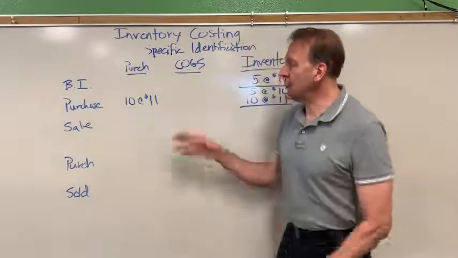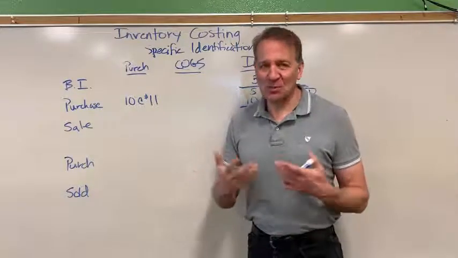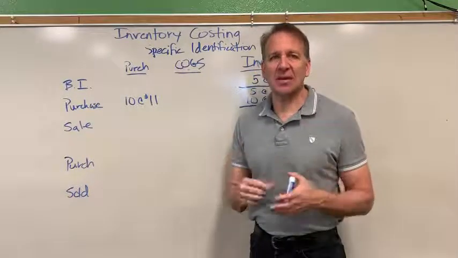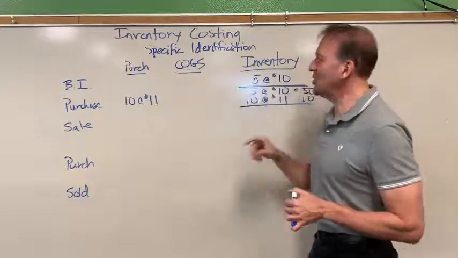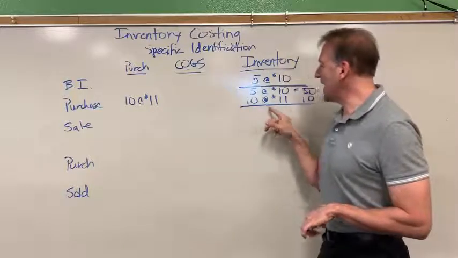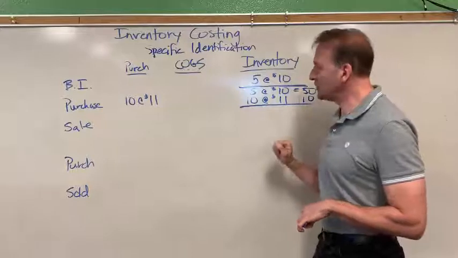So we're using the same information. We're going to assume that these soccer balls are custom. They're really special soccer balls, and each one's slightly different. So we want to keep track of them differently. And we purchase five at $10, and then we have 10 more at 11. So this is what we have in inventory, the $50 and the $110 worth.